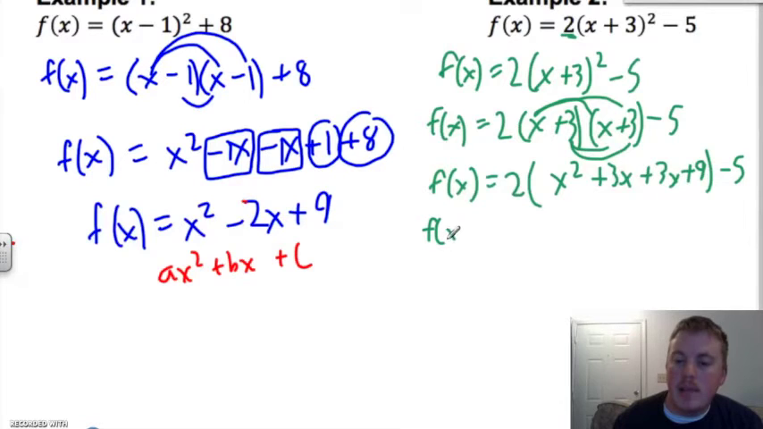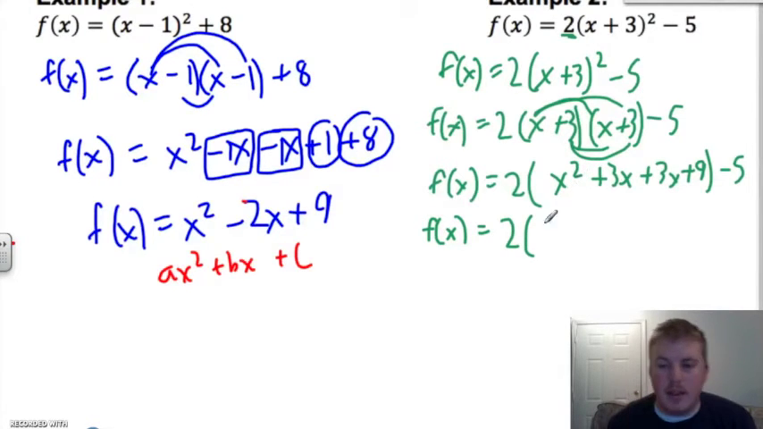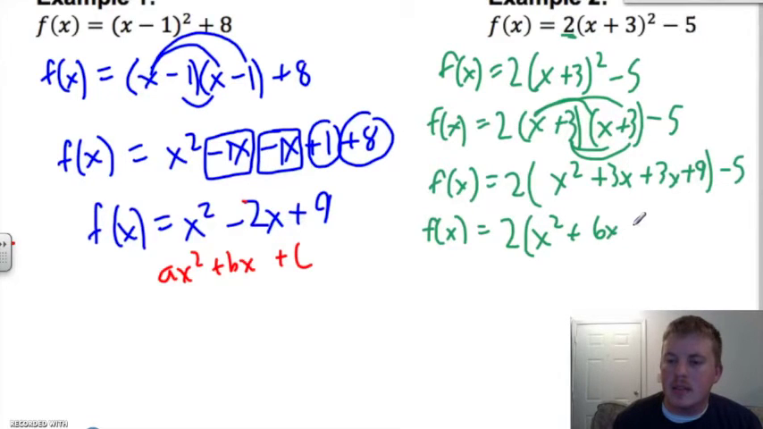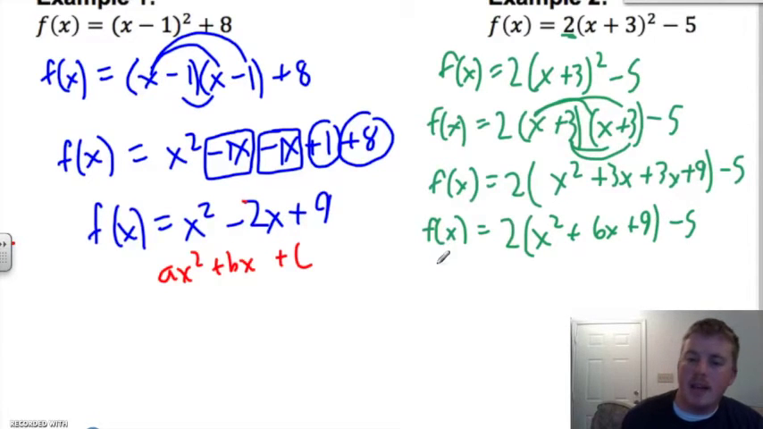So what we are going to have to do now is combine like terms within our parentheses. We can't combine anything outside of it yet because we're still being grouped together. So I would have an x squared, a 3x, and a 3x is going to give me a plus 6x, and I have plus 9, and then I still have the minus 5 at the end.